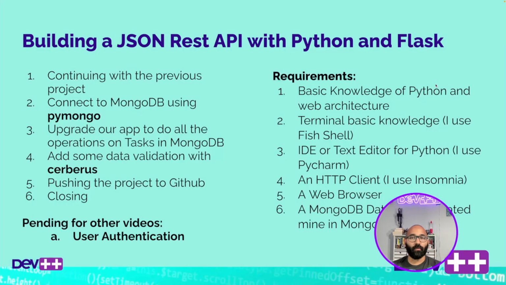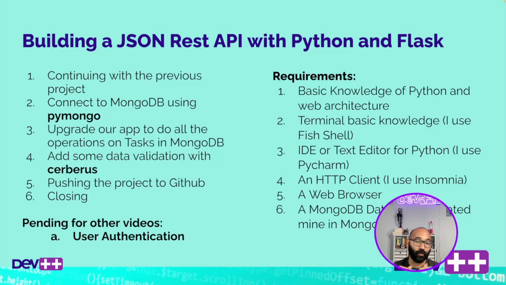What we're going to be doing in today's episode is continuing the previous project. Remember the one that we did with Python and Flask for our JSON REST API? We're going to be connecting to MongoDB using pymongo. We're going to be operating our endpoints or web services for our app in order to connect to MongoDB and do the operations there. And finally, we're going to do some quick validation with a library called Cerberus, which is a pretty cool library for doing that job. Finally, we're going to be pushing our project to GitHub and doing some closing remarks.